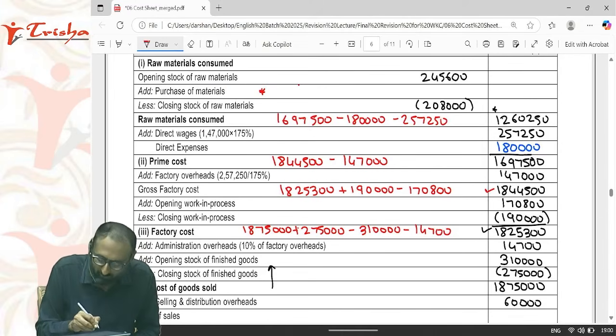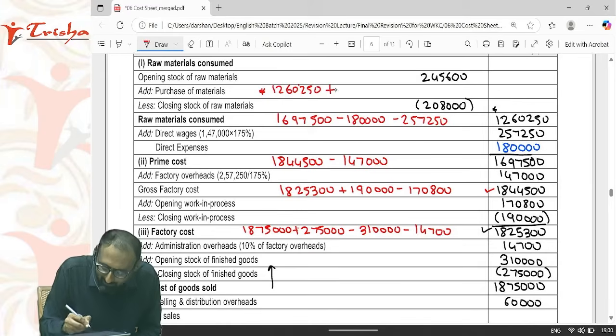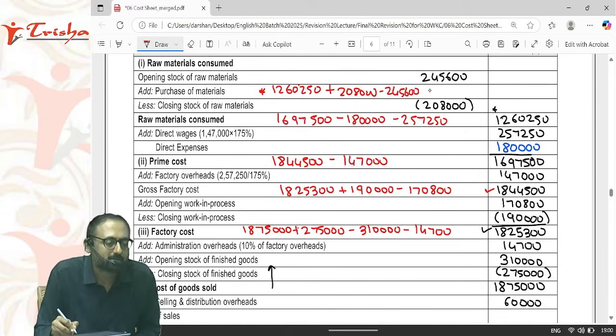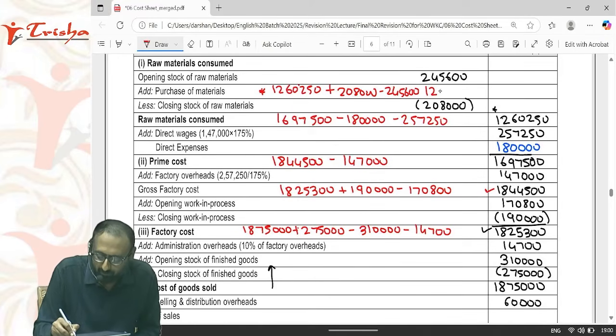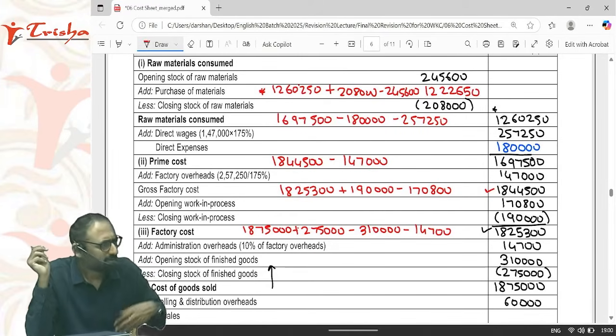And please tell me what will be my purchases of raw material. Fast answer. 12 lakh 60,250 plus 2 lakh 8,000 minus 2,45,600. How much is raw material purchased by you? 12 lakhs 20,650. Is it correct, guys?